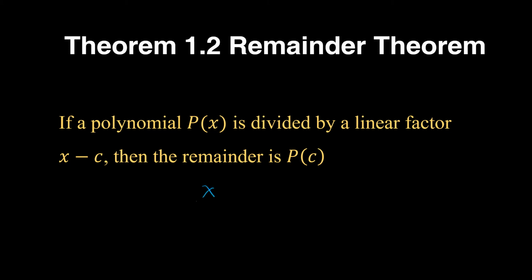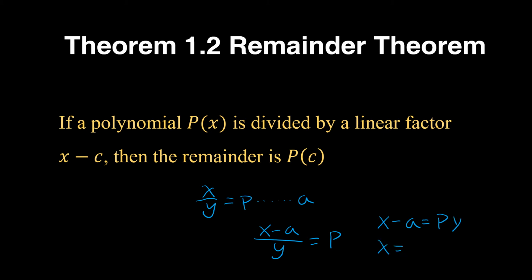We know when x divided by y equals, let's say, p, with the remainder a, what does it mean? It means without this remainder, x minus a, then you divide by y again, it can be divided completely, right? So it's just going to become p. Or you can write it as x minus a equals py, or x equals py plus a.